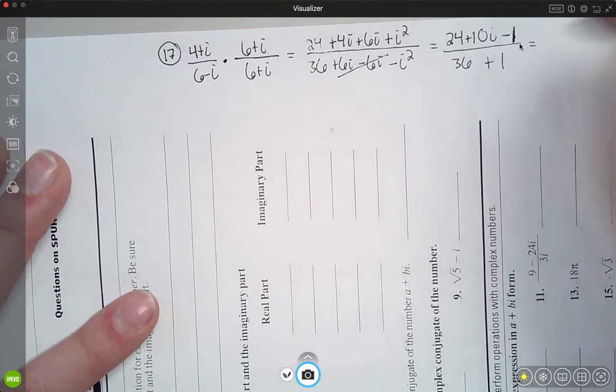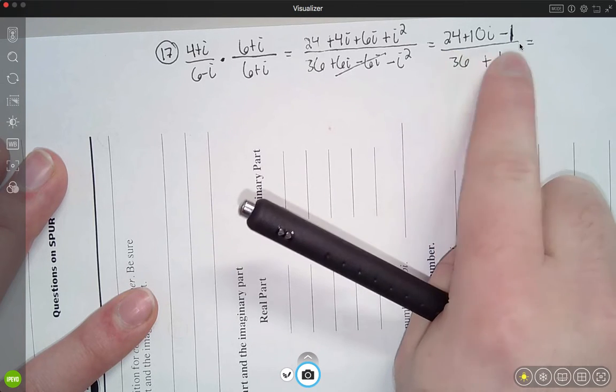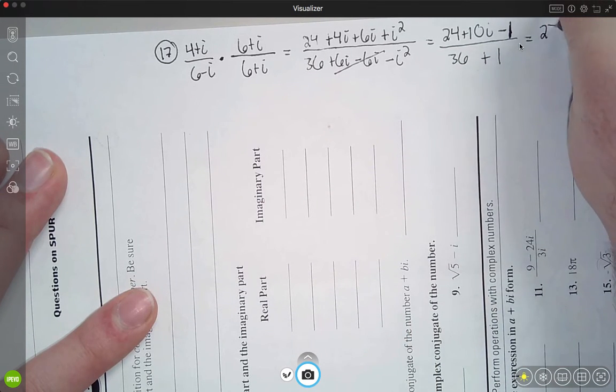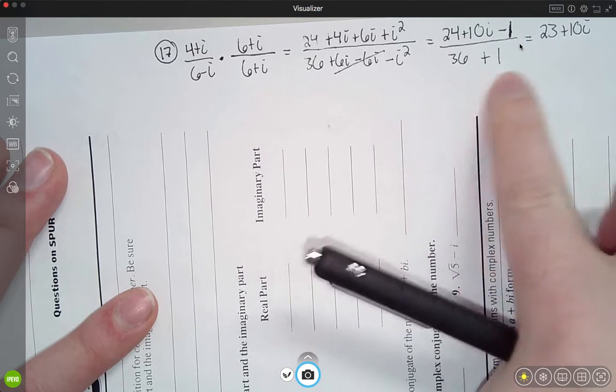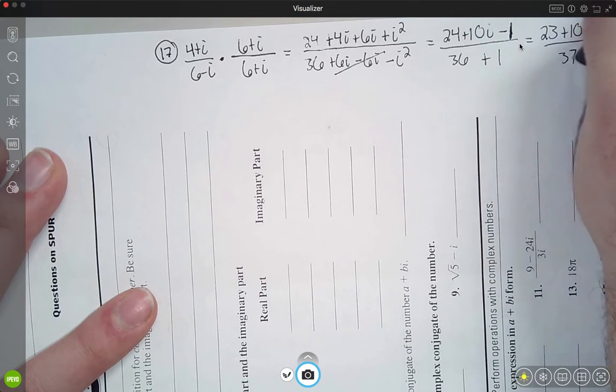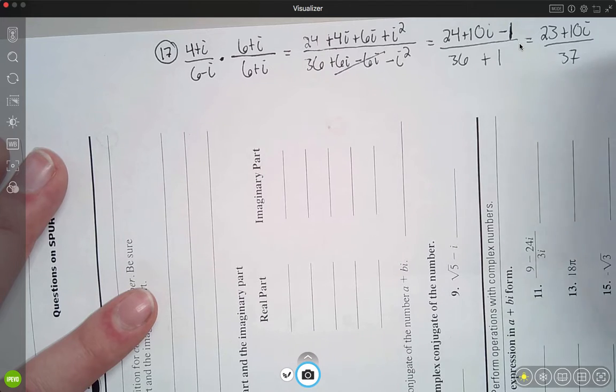If I combine just those regular numbers together, those real numbers, I have 24 and a negative 1 gives me 23, and then plus the 10i, and 36 and 1 just gives me 37. Okay, the last step of all of these is to just split those apart. So 23 plus 10i over 37 and 37.